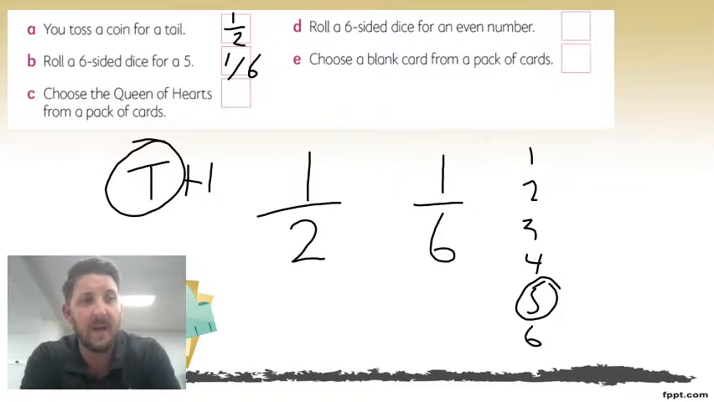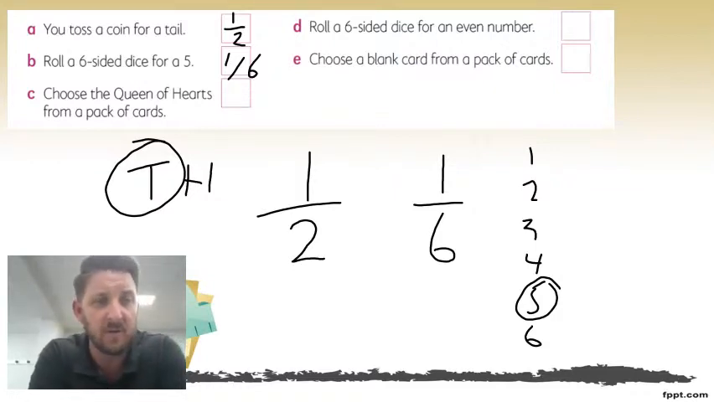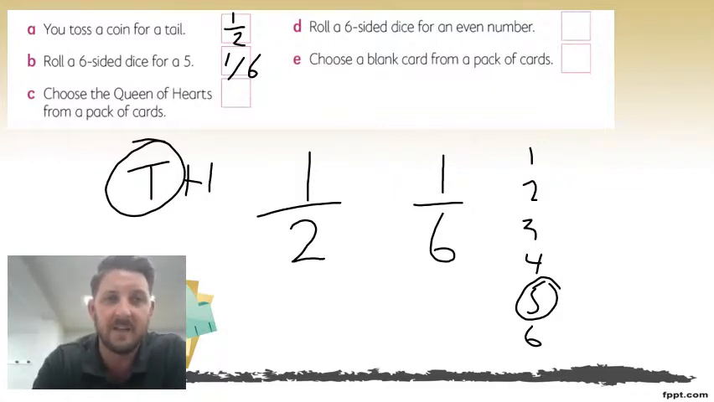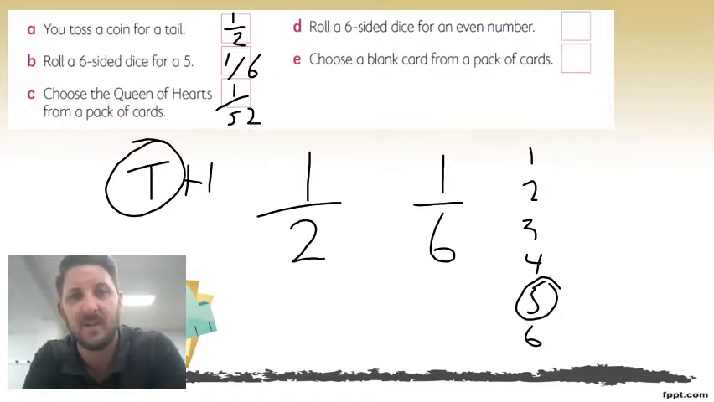Okay, let's have a quick look. Now, gents, hopefully that wasn't too difficult. It says to choose the Queen of Hearts from a pack of playing cards. Now, without writing all the playing cards down, I know that there are 52 cards in a deck, but there's only one Queen of Hearts. So I know that there is one favourable outcome, and the sample space, or the amount of possibilities, is 52.